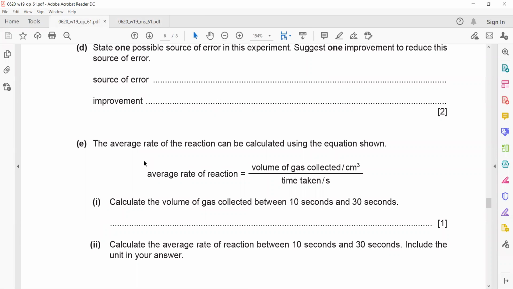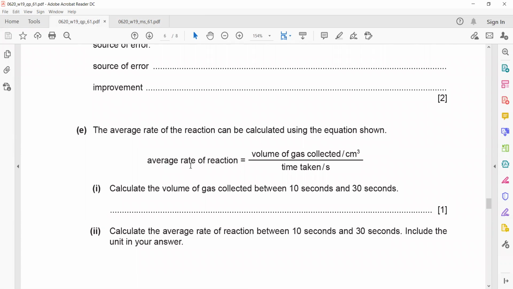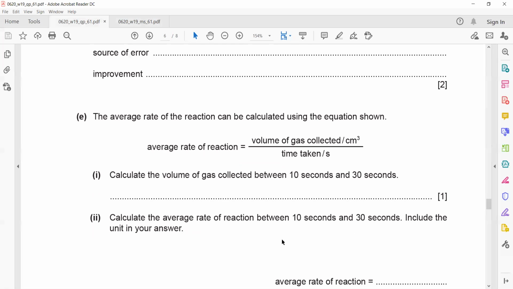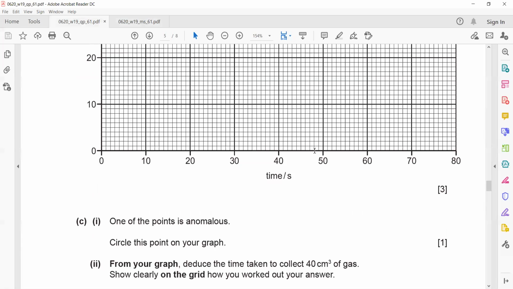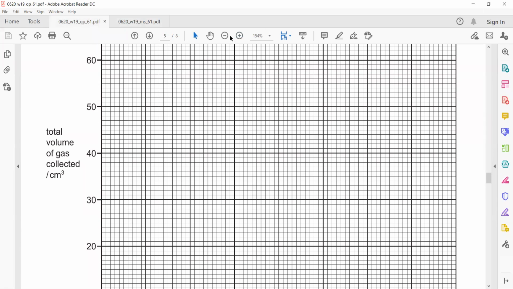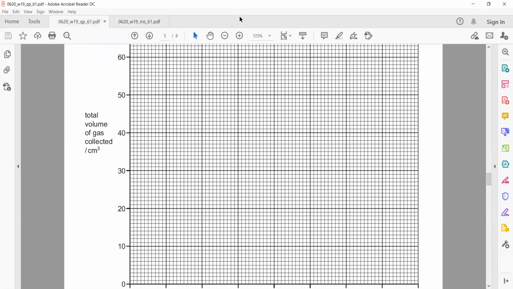Then the average rate of a reaction can be calculated by using the equation. Average rate is volume of the gas collected divided by time. Calculate the volume of gas collected between 10 seconds and 30 seconds, and then calculate the average rate. So how do we calculate the volume of a gas collected between 10 seconds and 30 seconds?